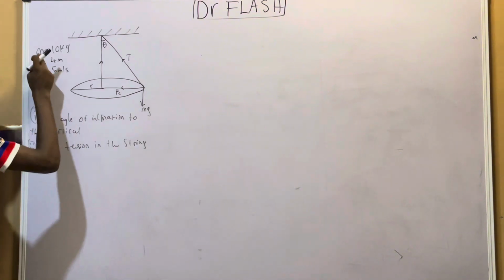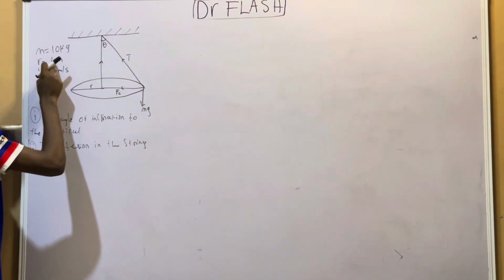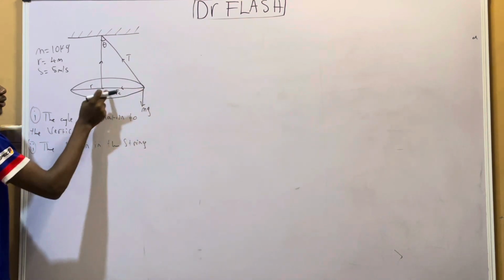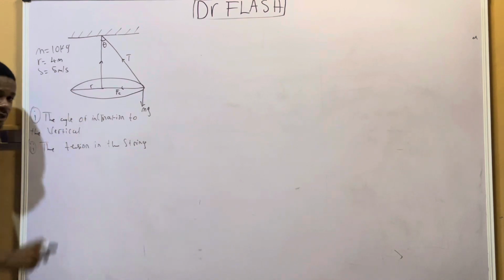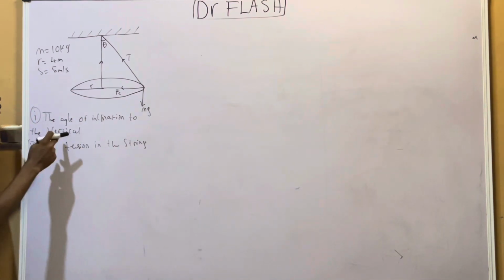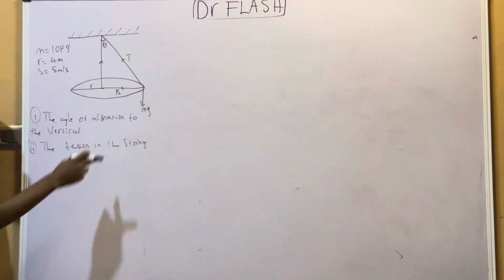Now, the mass of the body is given as 10 kilograms. The radius formed is given as 4 meters, which is from here to here, which is the radius of the circle. And then we have the body moving at a uniform speed of 5 meters per second. We're asked to calculate the angle of inclination to the vertical, that is theta. And we're also asked to find the tension in the string.